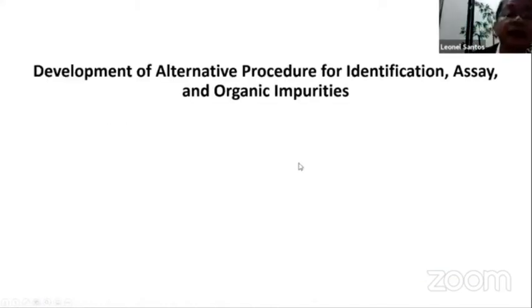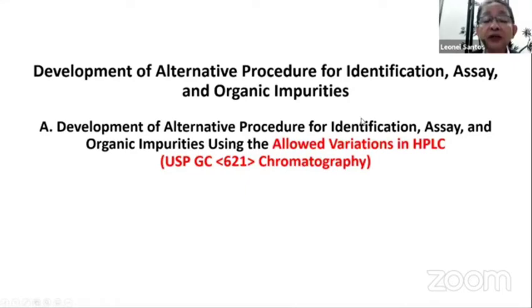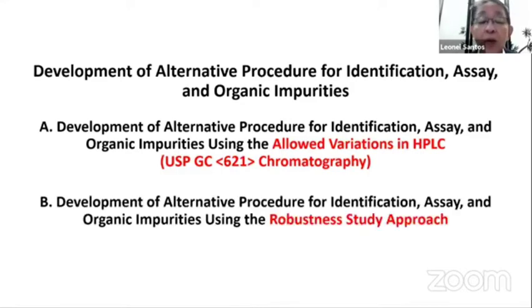So in the development of alternative procedures or methods for identification tests, assay, and organic impurities, you can use the first strategy, which is using the allowed variation in HPLC, or the USP General Chapter 621 in chromatography. Or you can use the development by using robustness study approach. Or you can use both A and B.